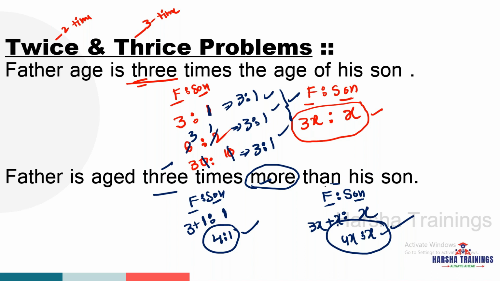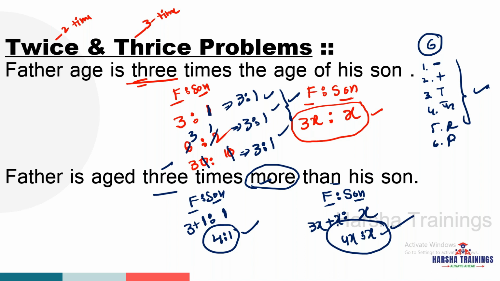Okay, good. If you are perfect in these 6 points, the entire concept is very easy, guys. What is the first point? Ago or before means minus. What is the second point? After or hence means plus. Next are twice and thrice problems. Next, what is the ratio? And next, what is the proportion? If you are perfect in these 6 points, the entire concept is very easy.